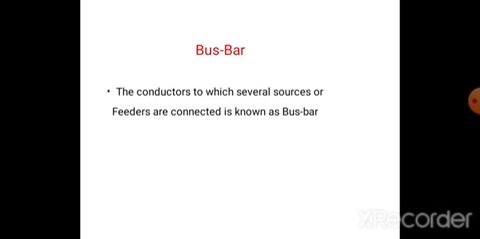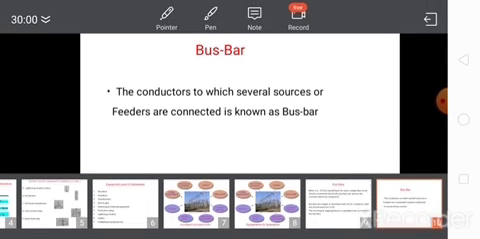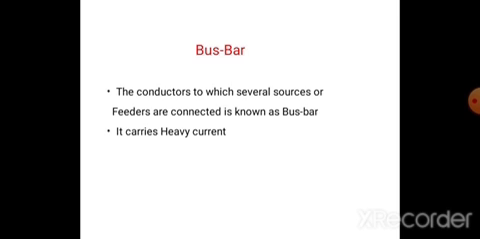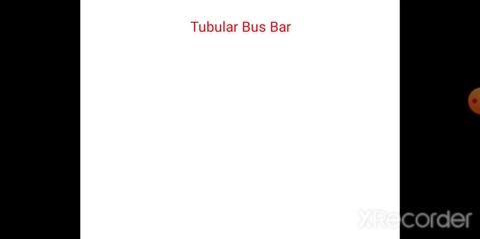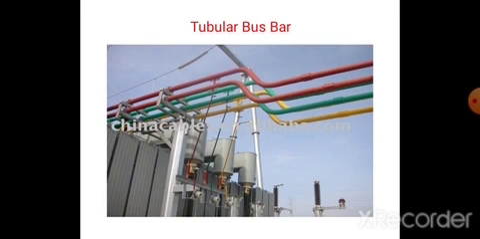The conductors to which several sources or feeders are connected are known as a bus bar, and it carries a very heavy current. These are the tubular bus bars. We are not using tubular bus bars.